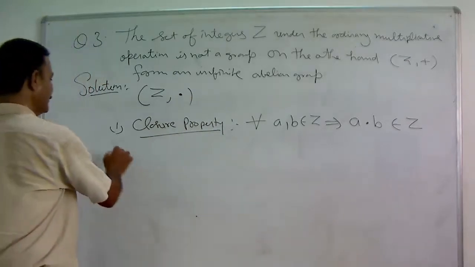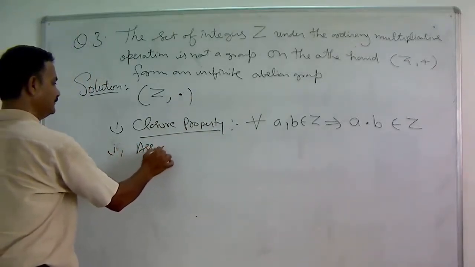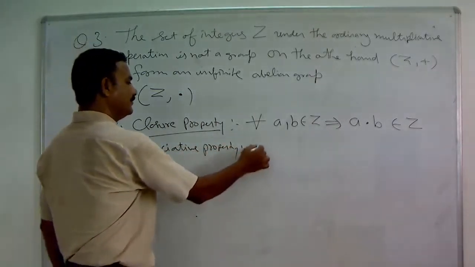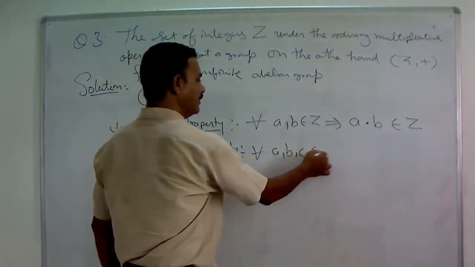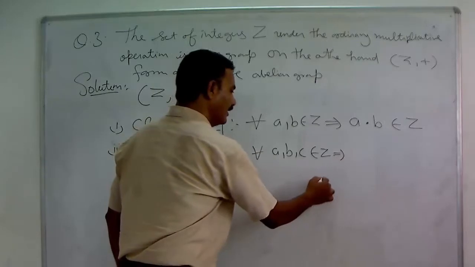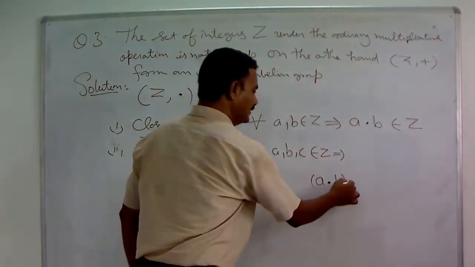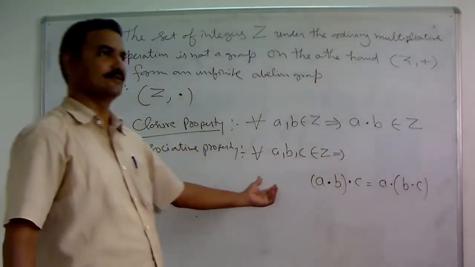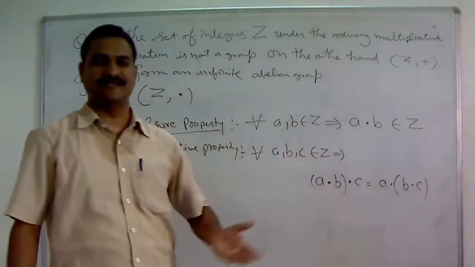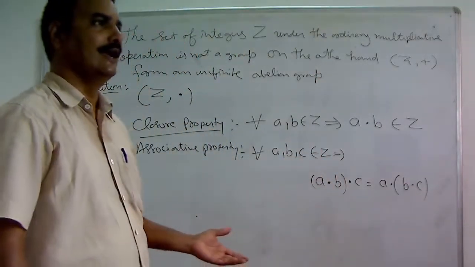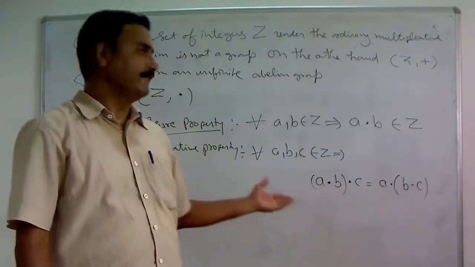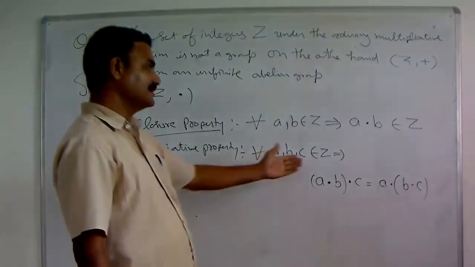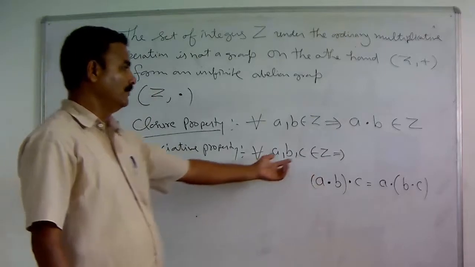The second property is associative property. For any three arbitrarily chosen elements a, b, c belonging to Z, we must have (a dot b) dot c is equal to a dot (b dot c). This is associative property, and we know that Z is a subset of the set of real numbers, and the set of real numbers always possesses this associative property for additive as well as multiplicative operation. Being a subset, Z also has the same property.